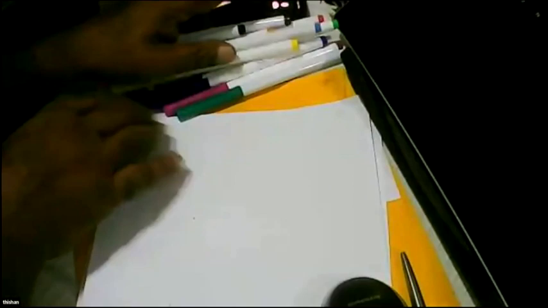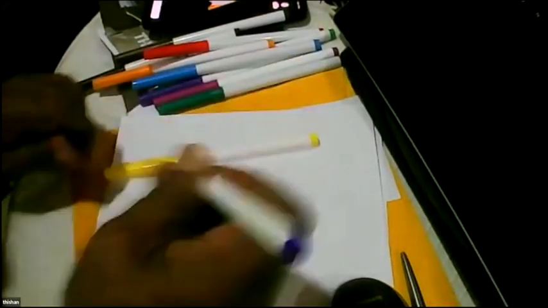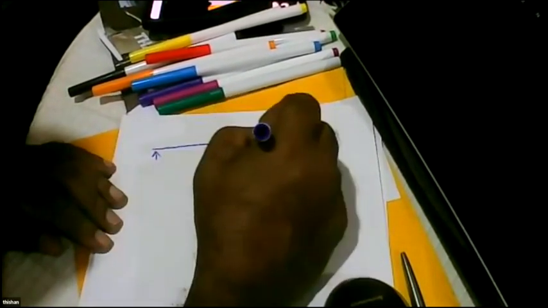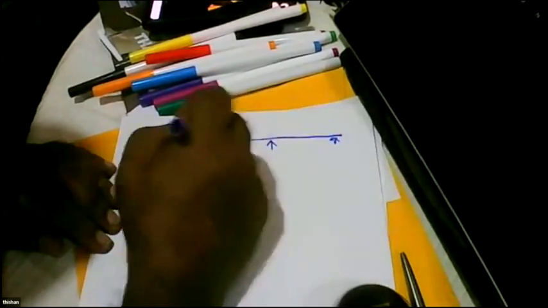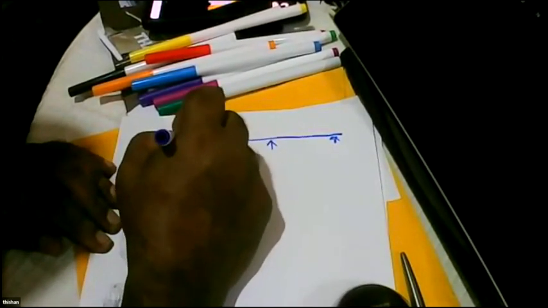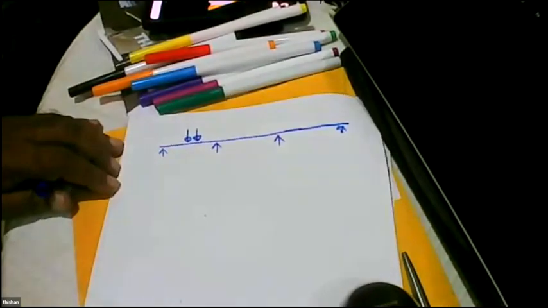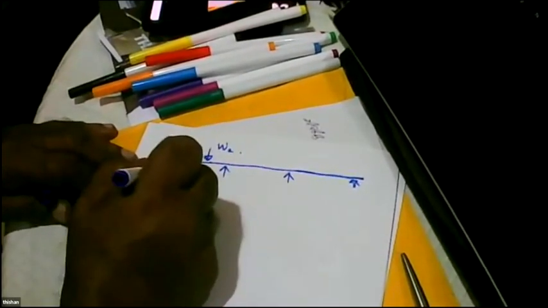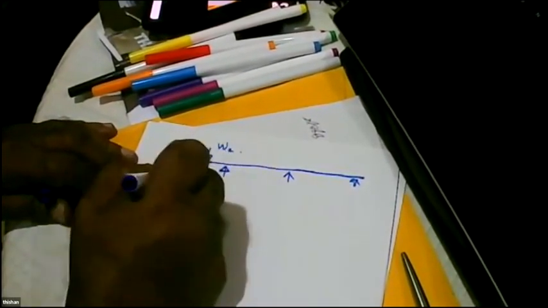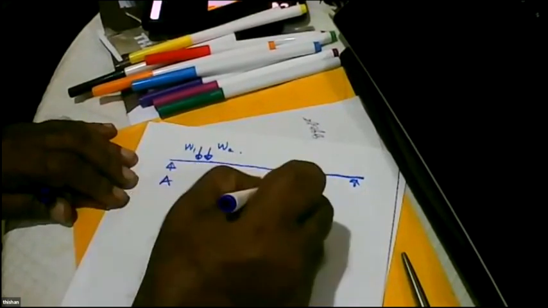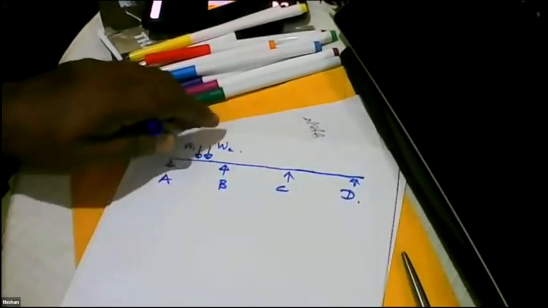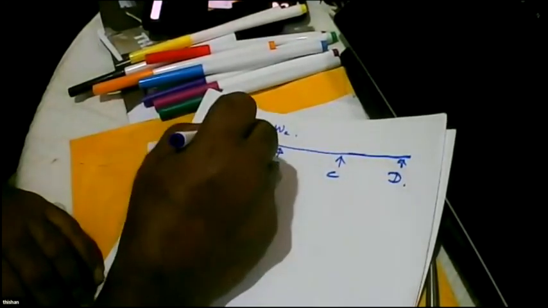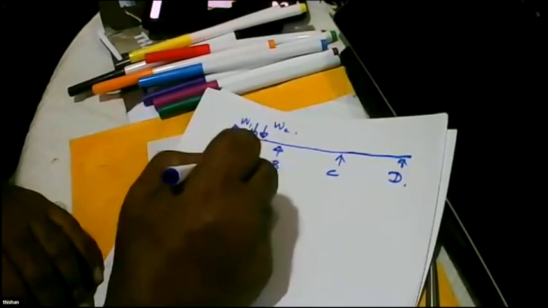First question: why do you get direct shear? We have a member, a beam, subjected to two loads, W1, W2. We apply them here. Where are we resisting? At supports A, B, C, and D. That's where we are resisting. So if you are applying a load here and resisting here, there should be shear. We call it shear.